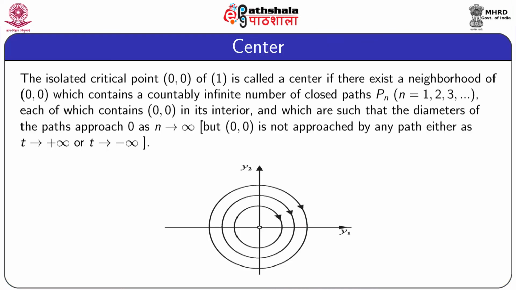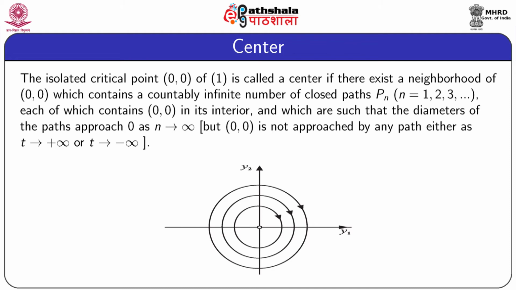After defining the entering path and the approaching path, we will now look into the qualitative behavior of the isolated critical points, namely the nodes, the focus, the saddle point and the center. We will now also learn about the stability and the asymptotic stability of the critical point. We now define various characteristic features of the isolated critical point.